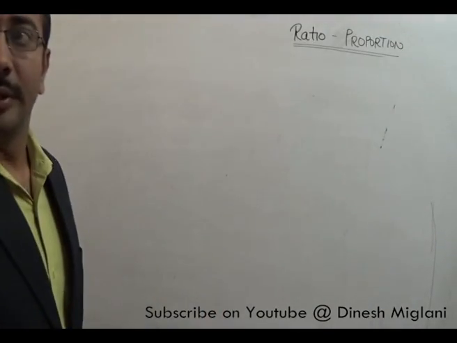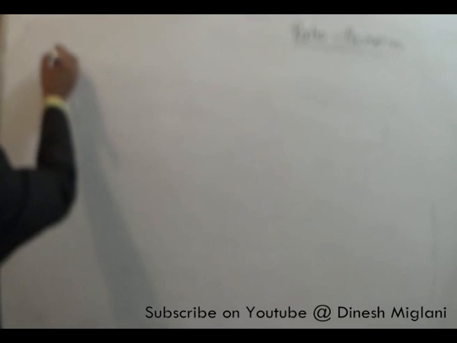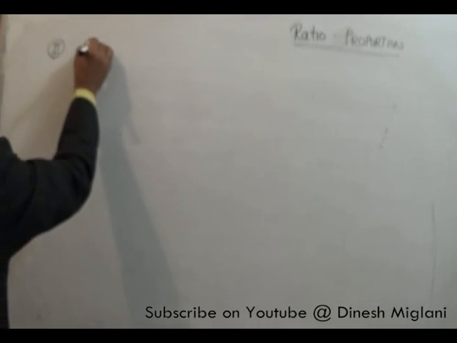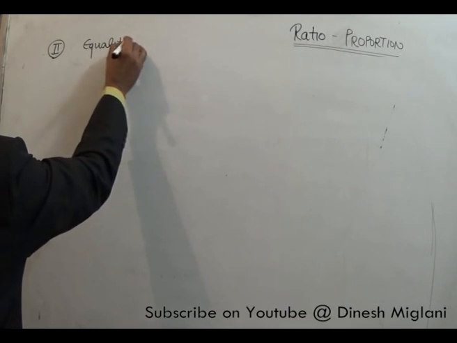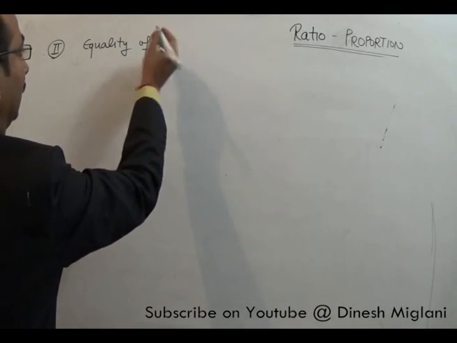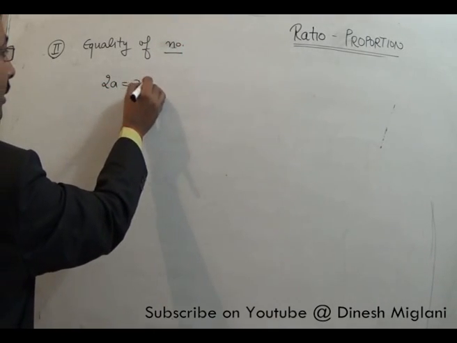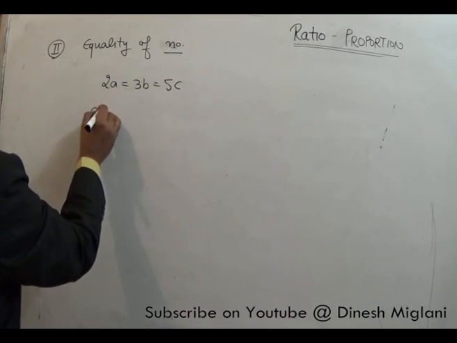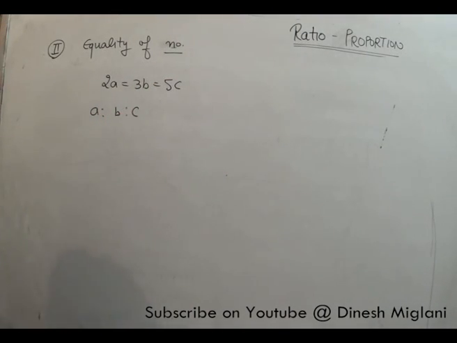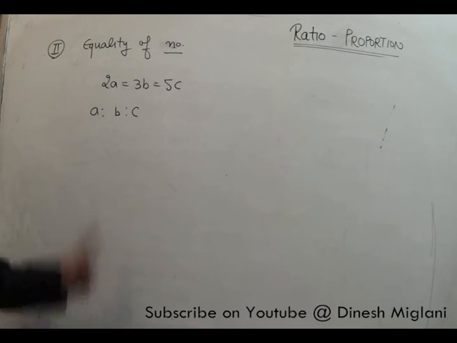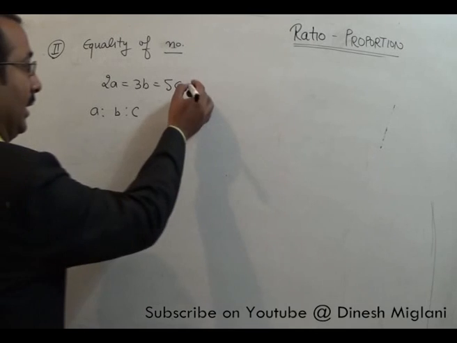Now after this, we are going to understand the second part that deals with equality of ratios. Suppose I say 2a equal to 3b equal to 5c, and I have to find the ratio a ratio b ratio c. What is given to us? 2a equal to 3b equal to 5c. Here I cannot say a ratio b ratio c is 2 ratio 3 ratio 5. That will be wrong. I will take this to be equal to 1.